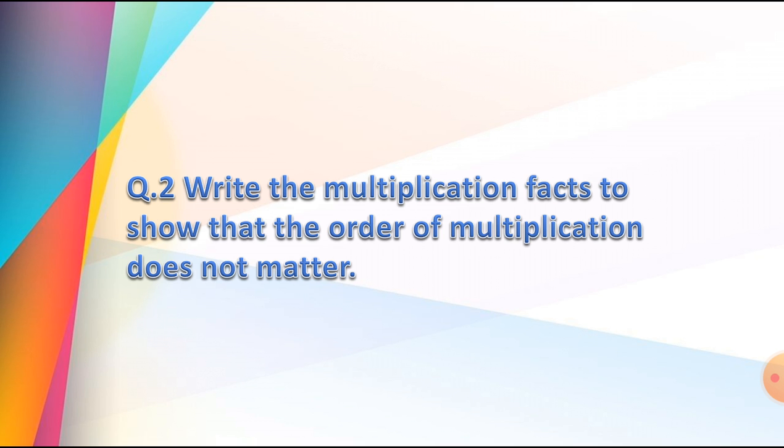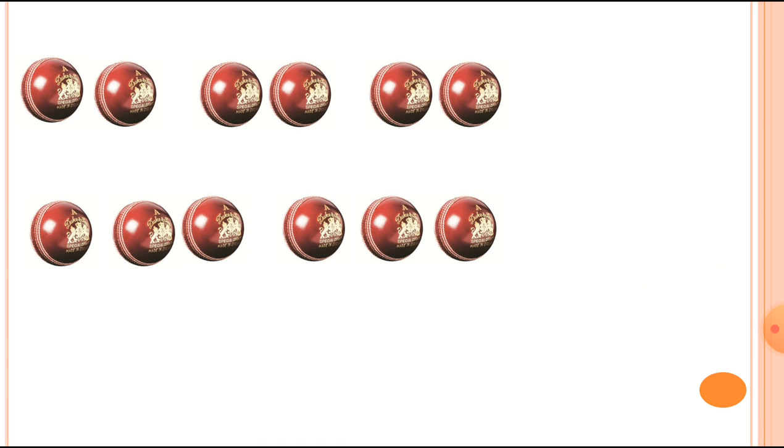Now question number 2 of this exercise 8a, and what is the heading of this? Write the multiplication fact to show that the order of multiplication does not matter. If you write 2 7s or 7 2s, it does not matter. The answer is the same. Before we start, let's see some examples of this and then we will start the exercise.